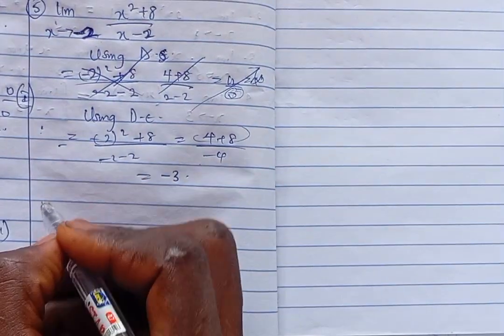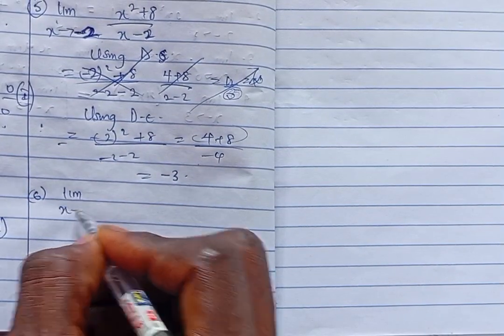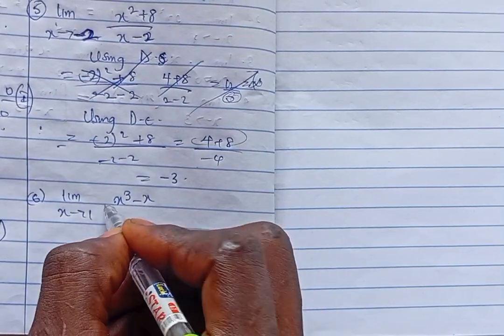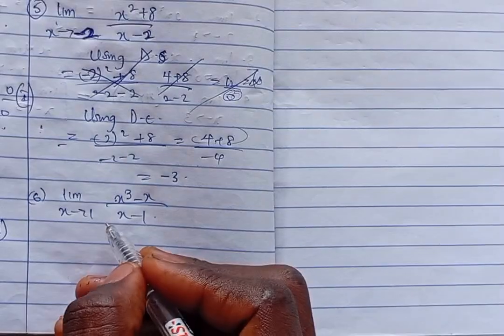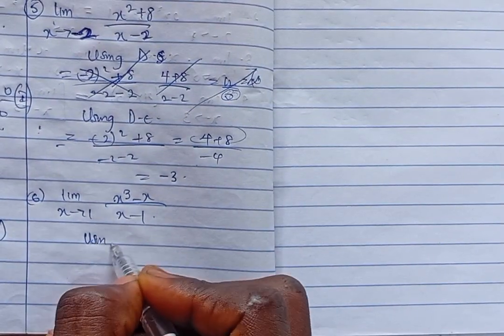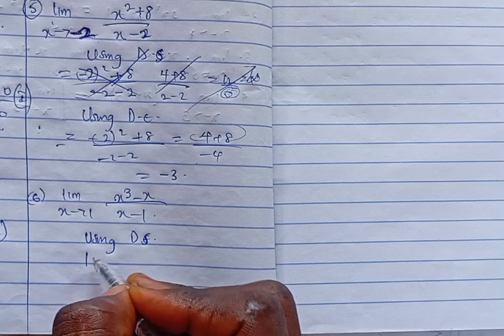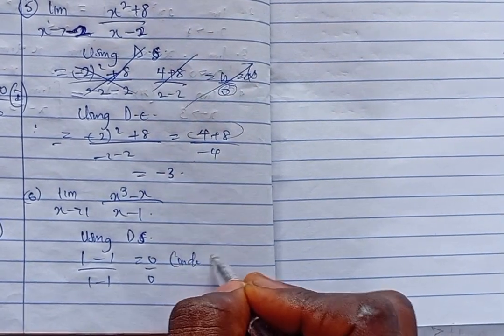Okay, let's look at another one. We have the limit as x tends to 1 of (x cubed minus x) over (x minus 1). Here you have to factorize, because if you substitute 1 using direct substitution, you have 1 minus 1 over 1 minus 1, which is 0 over 0, which is indeterminate, right?